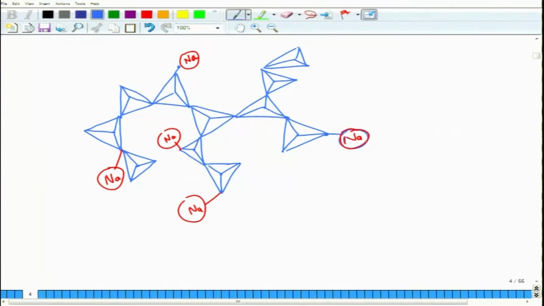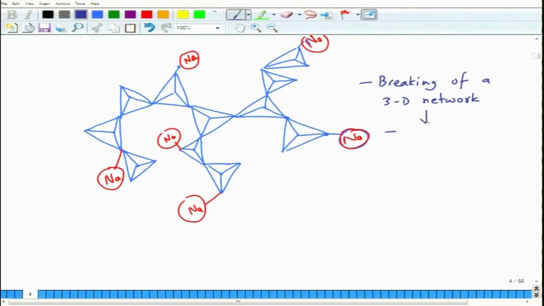You can have one sodium here, let's say, and so on and so forth. So you can have a sort of breaking of tetrahedral bonds. As a result, you don't necessarily have to have four-fold coordination with 4 tetrahedra. So what does it result in? It results in breaking of a 3D network.